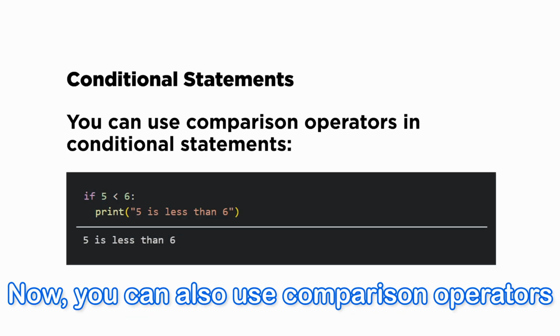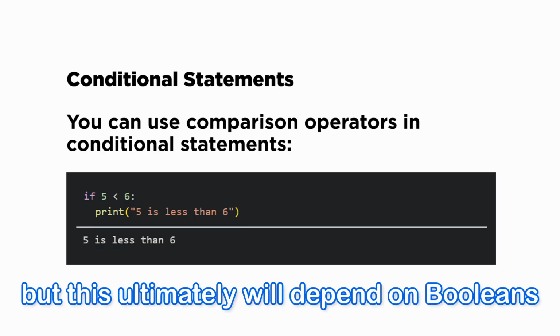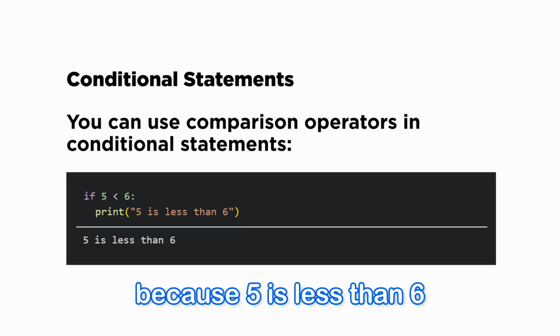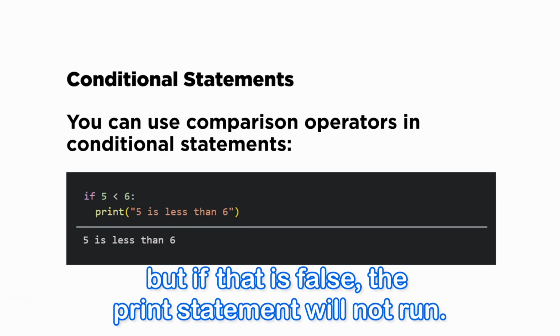Now, you can also use comparison operators in your conditional statements, but this ultimately will depend on Booleans, because 5 is less than 6. So if that is true, the print statement will run. But if that is false, the print statement will not run.